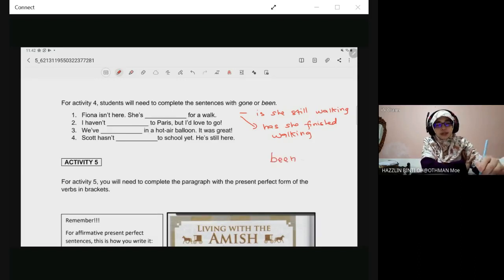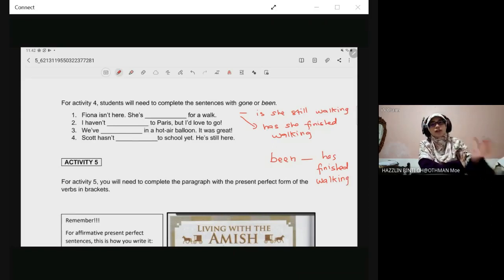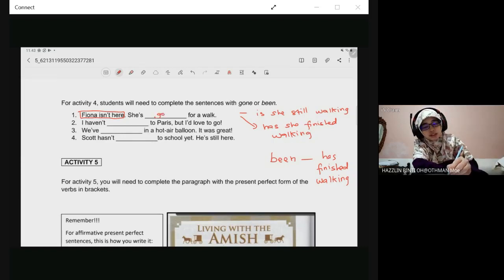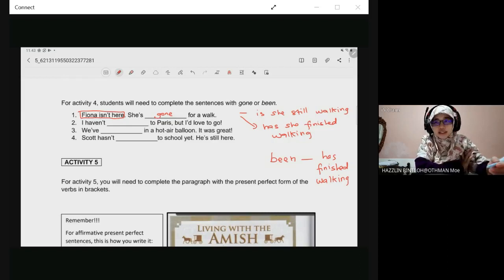Now, been means that she has finished walking. If you choose been, she has finished walking and she has returned back. But look at the first part of the sentence. Fiona isn't here. So that means she is still walking. If she is still walking, you have to use gone. Okay, good attempt. Let's look at the next one.